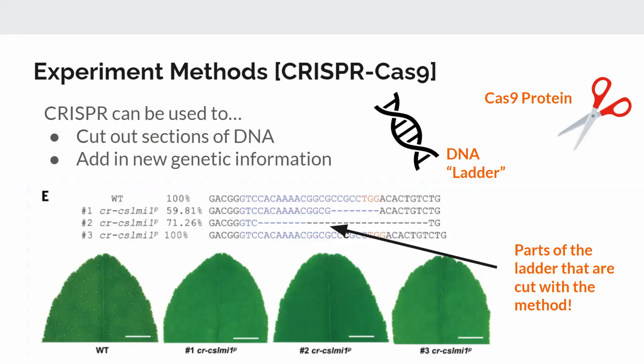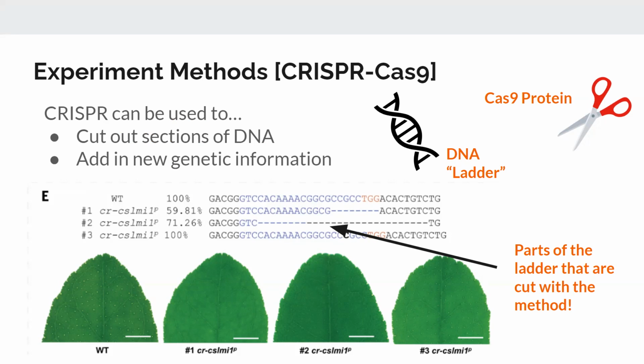Imagine DNA as a long, twisted ladder with rungs made of different chemicals. If scientists wanted to add or change some of the twisted ladder, they can use the CRISPR-Cas9 method. Changing parts of the twisted ladder can help scientists determine the function of a specific part of a large ladder of DNA, such as CsLMI1. In this paper, scientists used CRISPR-Cas9 to cut out CsLMI1 to see its effects on oil glands.